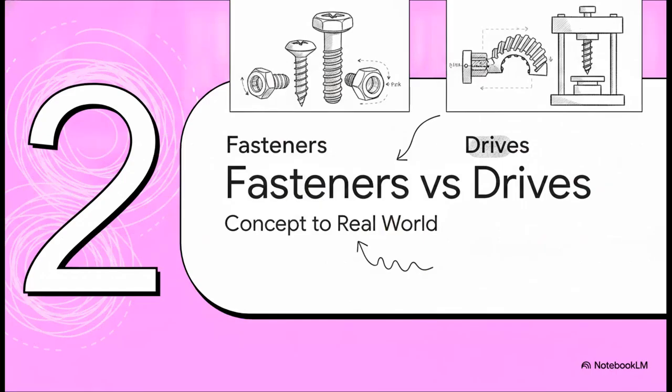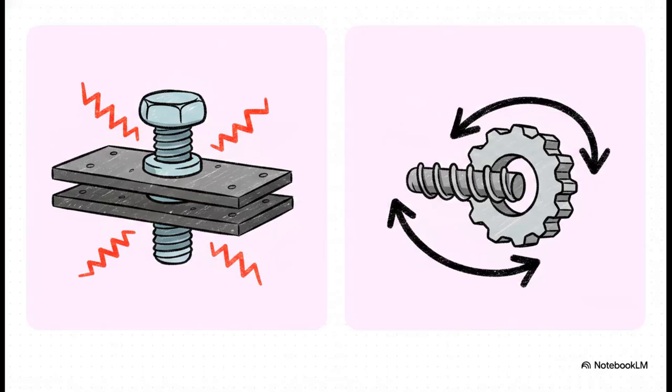Moving right along to section 2, fasteners versus drives: from concept to the real world. Out in the real world, engineers use this whole wrapped inclined plane concept for two very distinct purposes. On one hand, we've got fasteners, and on the other, drives. Fasteners are all about stationary holding power, joining two members together by providing a highly specified contact stress right at their interface. Think of your standard bolts and nuts.